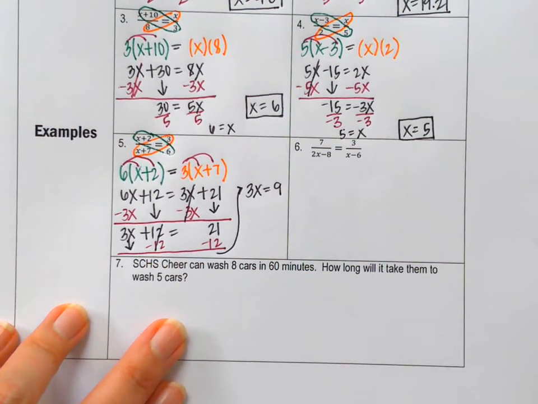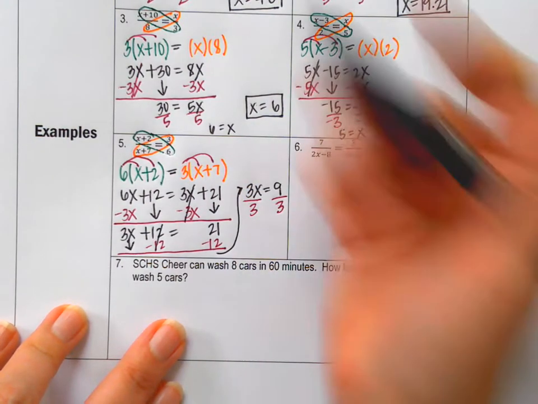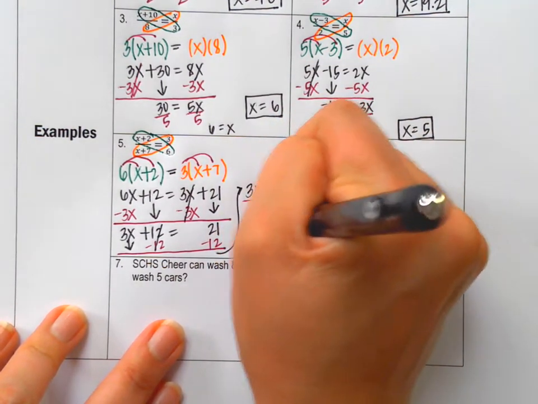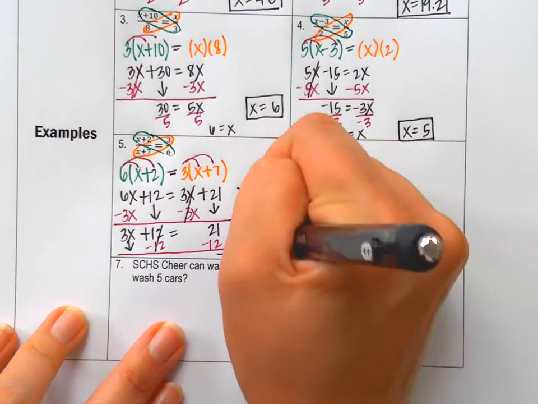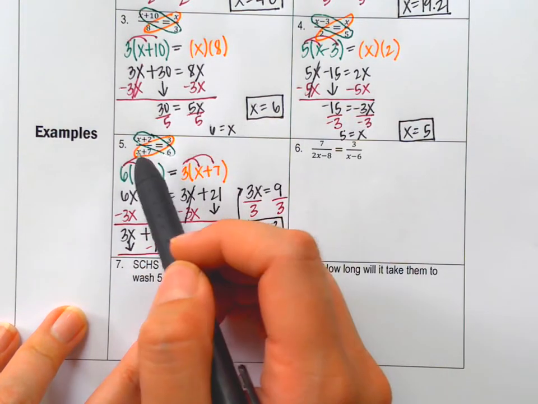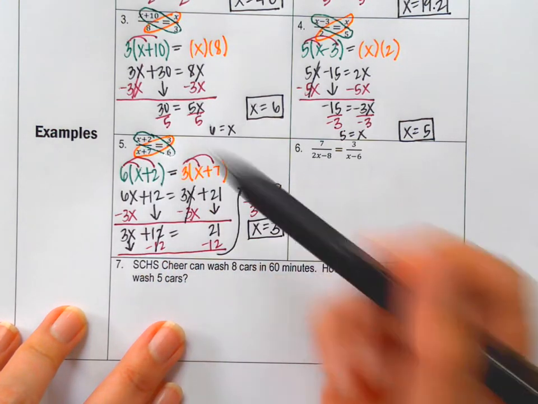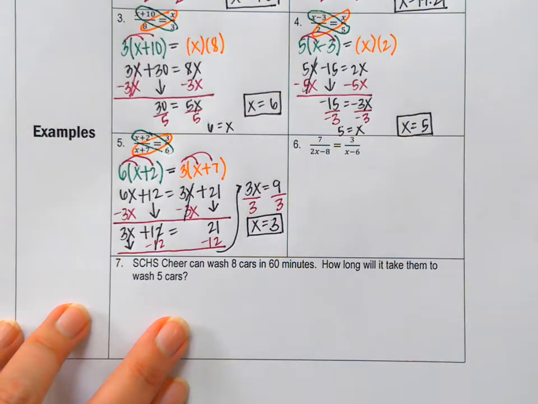Last step, to get x by itself, I divide both sides by 3, and I get x is equal to 3. You can always check your work by plugging it back in. 3 plus 2 is 5. 3 plus 7 is 10. Does 5 over 10 simplify to be the same as 3 over 6? Yes, they both simplify to be 1/2.